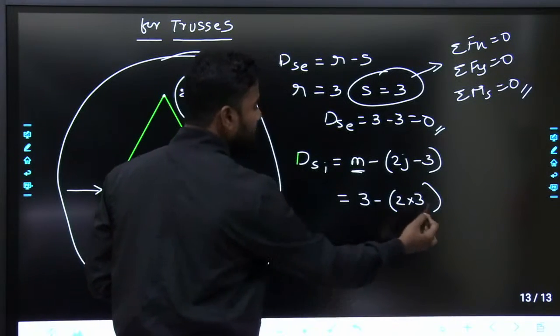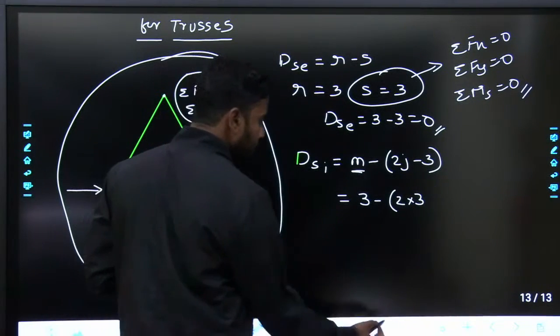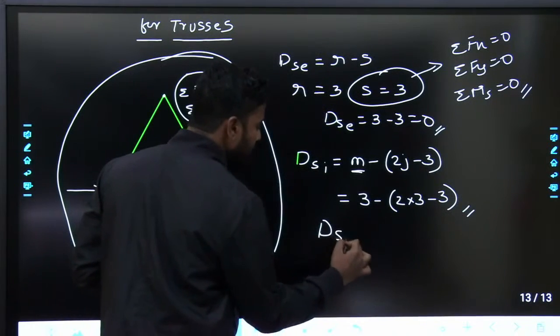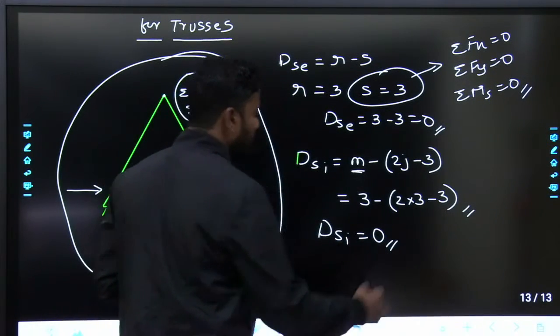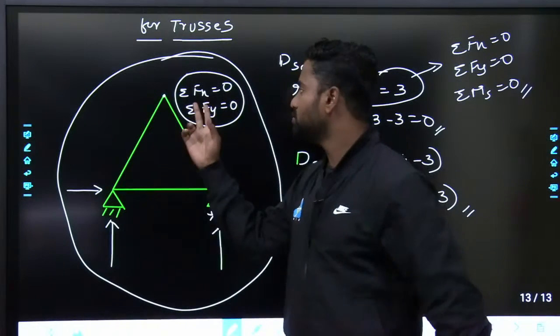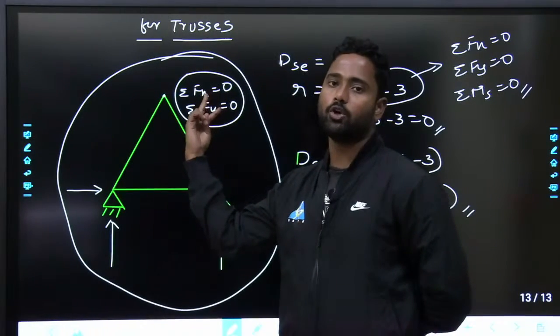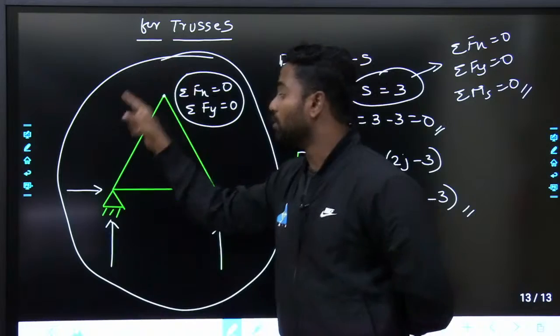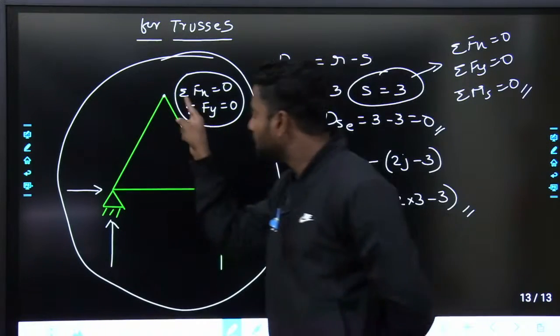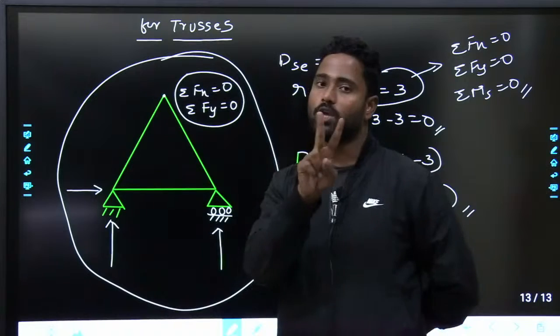So 3 minus 6 would be minus 3. That is the reason minus 3 is deducted from it. So dsi is equal to 0 is made. What I mean to say is at each and every joint, there will be two equilibrium equations. For the overall truss, the number of equilibrium equations is 3. At every joint, there will be two equilibrium equations.